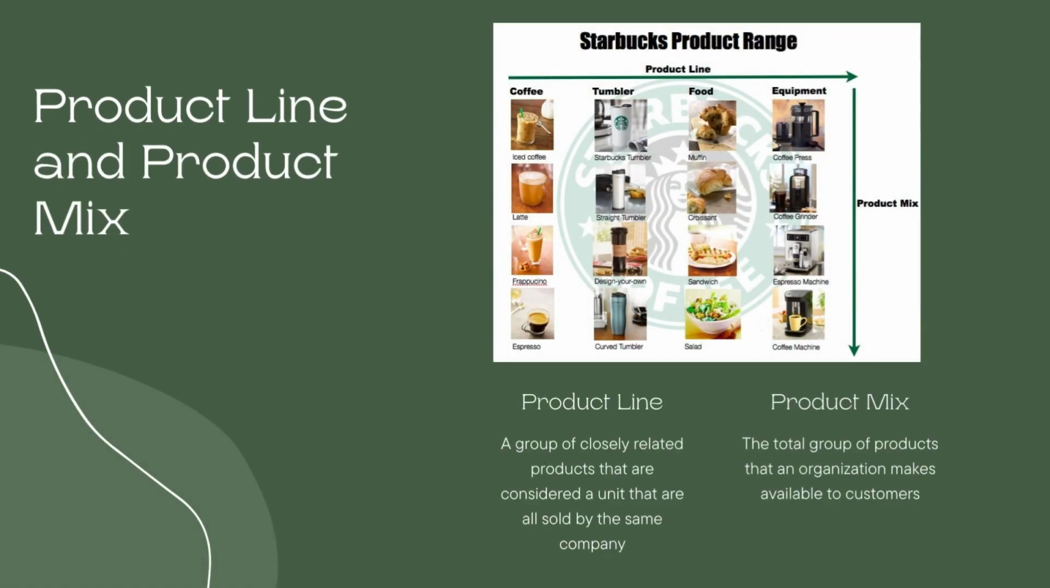Moving on, we have the product line and market mix. Now, product line is a group of closely related products that are considered a unit that are all sold by the same company. And then product mix is the total group of products that an organization makes available to their customers.